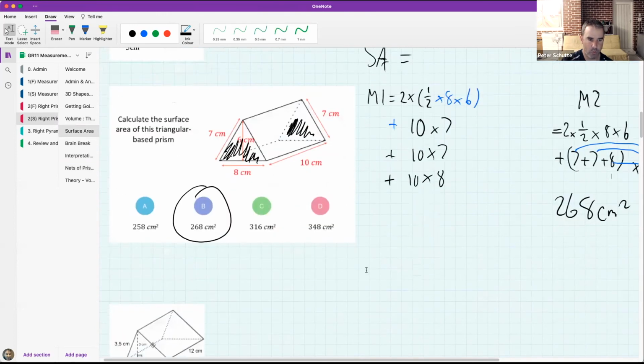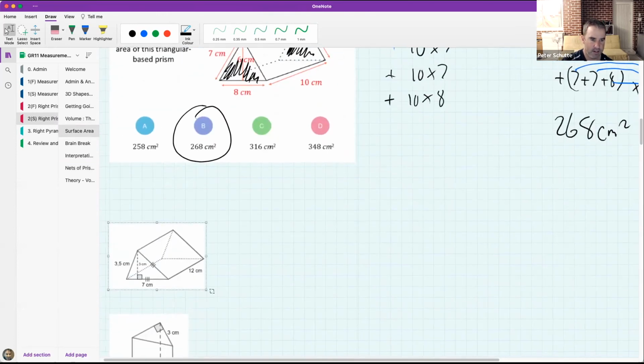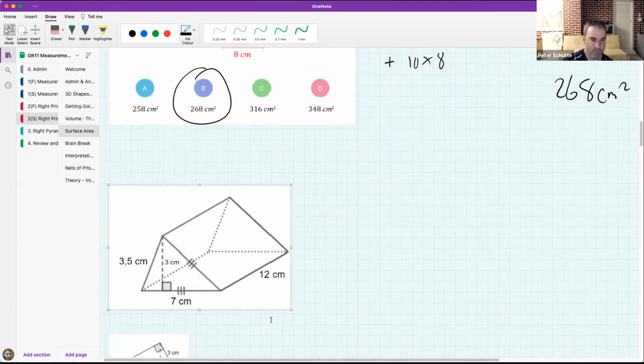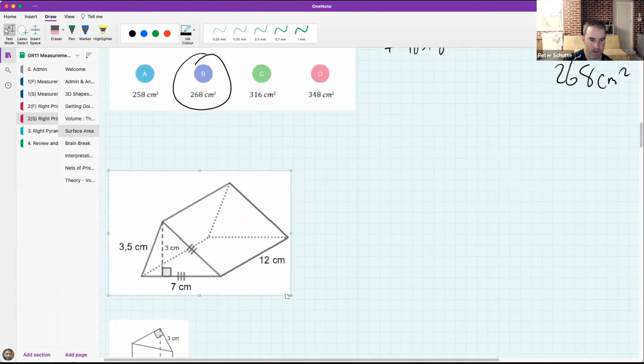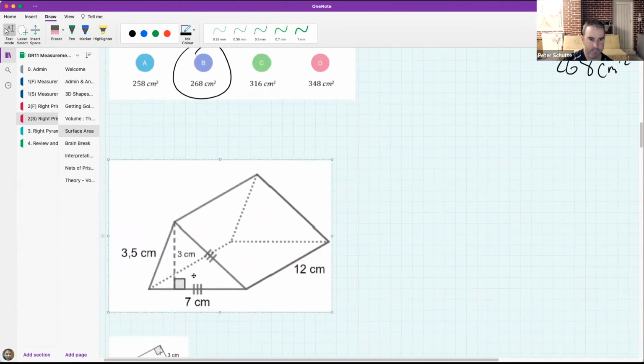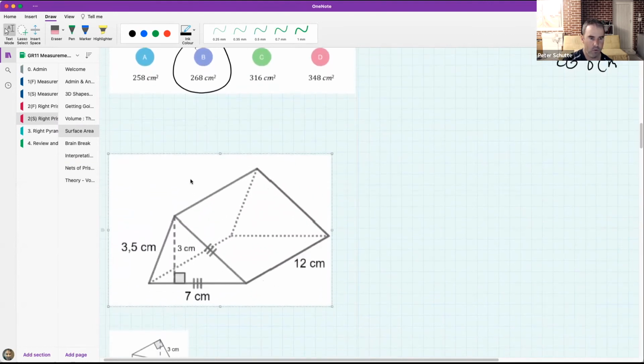Let's go back to one more question here, and then we're going to call it a night. Find me the surface area of this triangular prism. We will talk a little bit more about the surface area of a cylinder in the next lesson. What is the surface area of this?